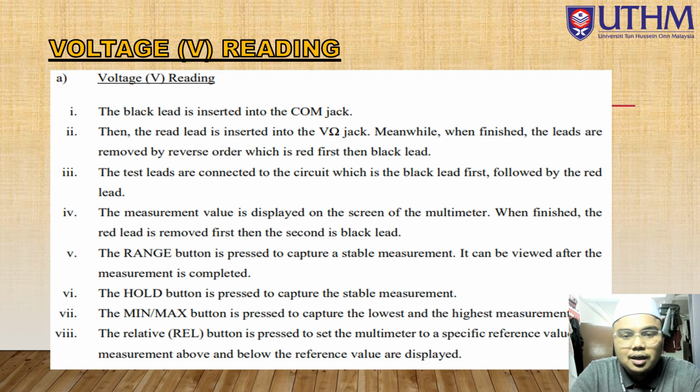For the procedure, how to use voltage reading is, first, a black lead is inserted in the COM jack, then the red lead is inserted into the volt jack. Meanwhile, when finished, the lead is removed in reverse order, which is red first and then black. Then test leads are connected to the circuit with the black lead first, followed by the red lead.